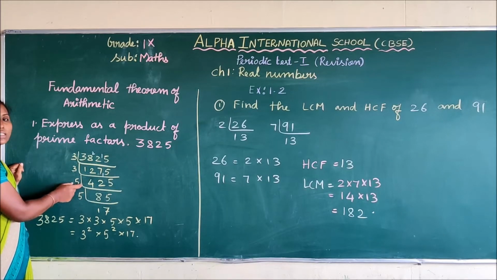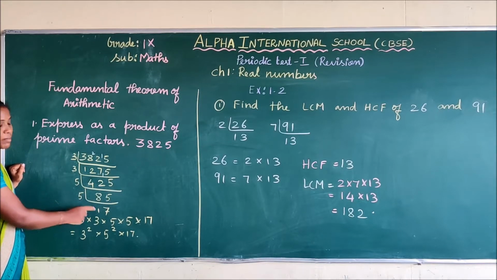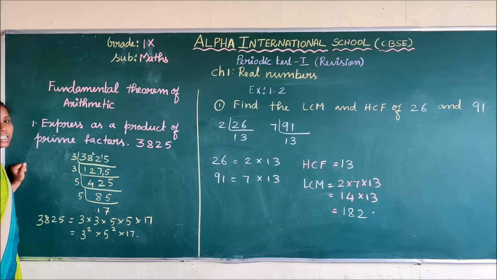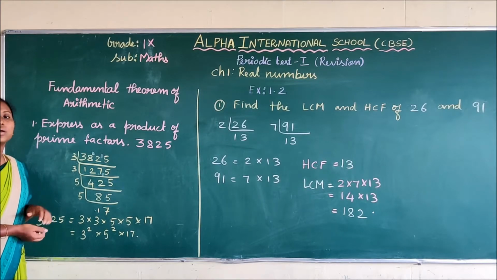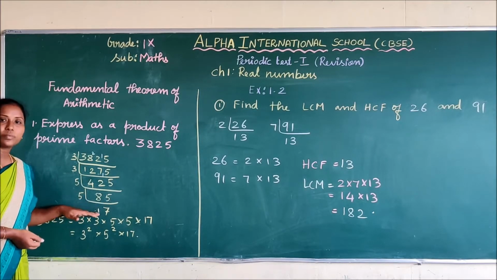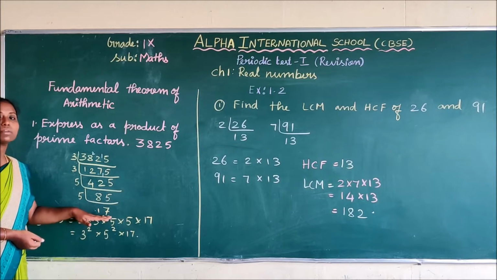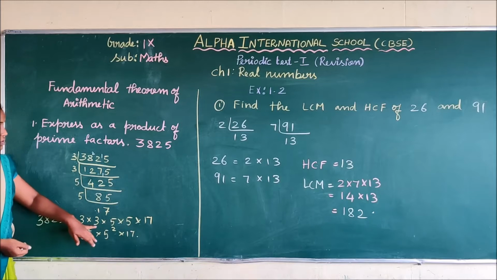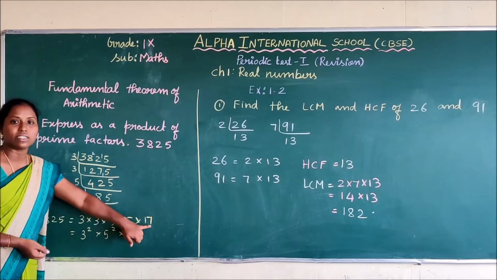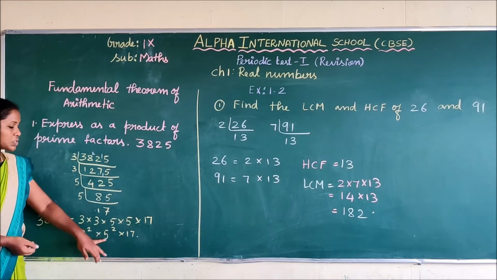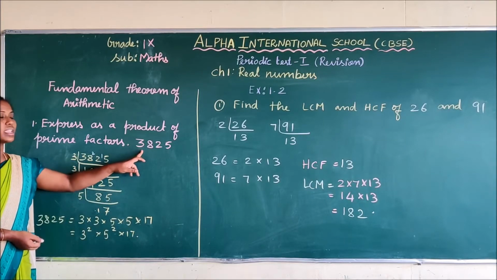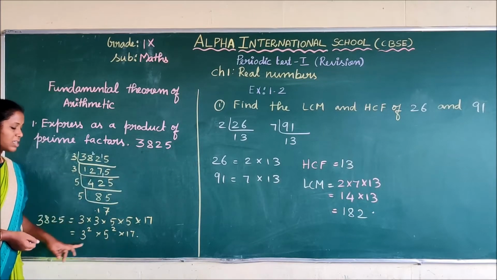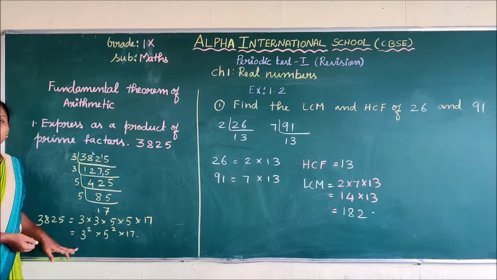Now the next step is not divisible by 3, so we choose 5. We divide by 5, again we divide by 5. The final value we get is 17. 17 is a prime number, so we can't proceed more. Stop here. So what are the prime factors of 3825? 3 into 3 into 5 into 5 into 17, that is 3 square into 5 square into 17. So the given composite number is expressed as a product of prime factors in a unique way.